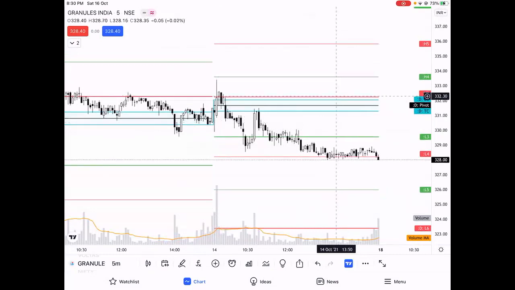H3 was somewhere here, correct? Close to the CPR. So this is actually a very, very strong level. If you see, it is even close to CPR. That is what I said. Whichever point is nearest to the CPR, that gets stronger in that manner. So this is more strong than H4. H4 is more strong than H5, right?